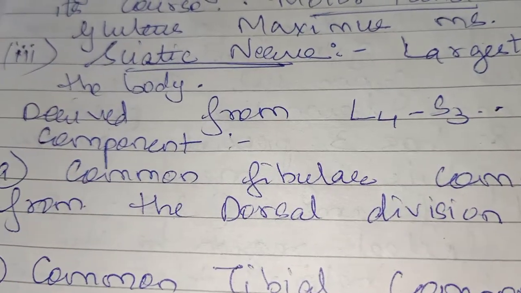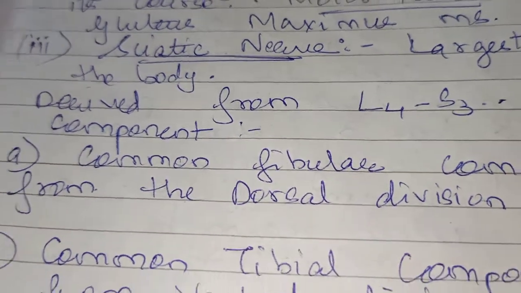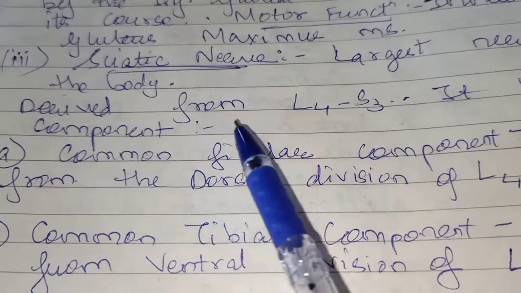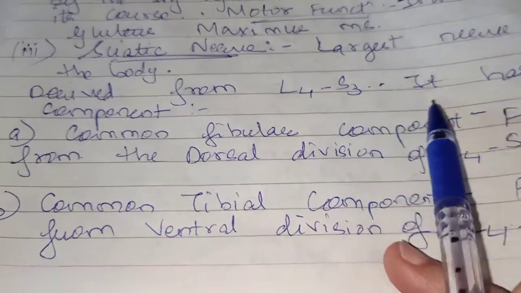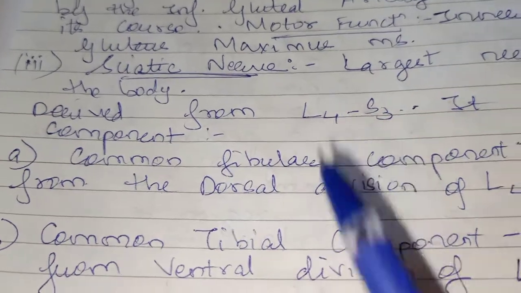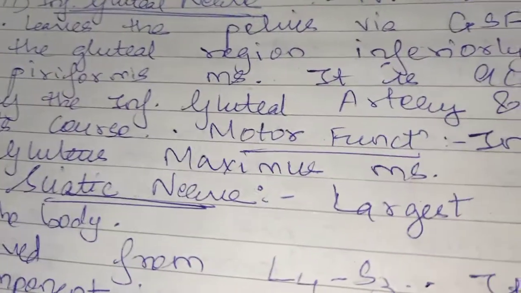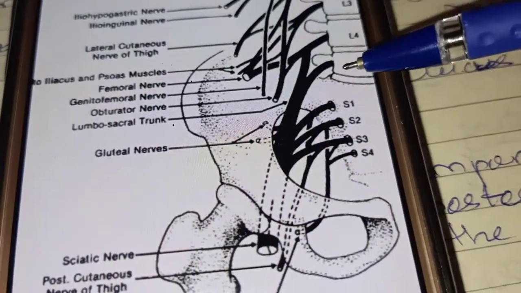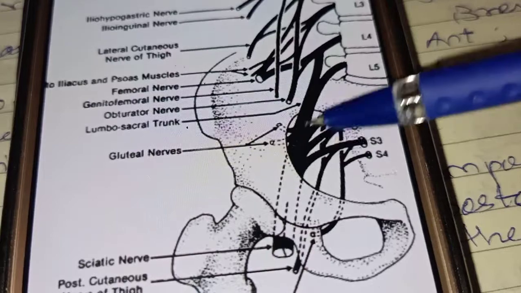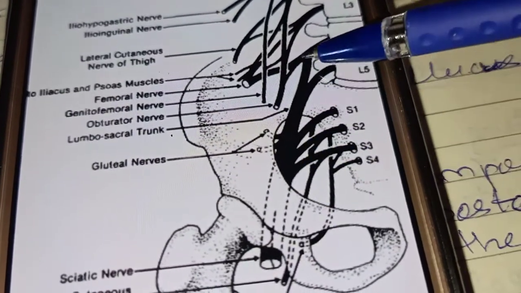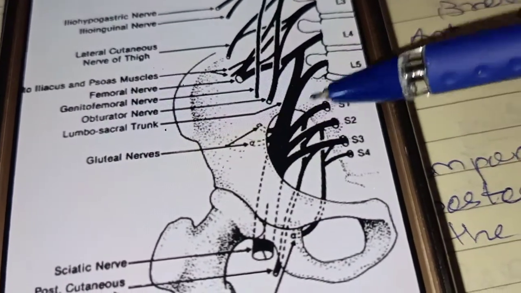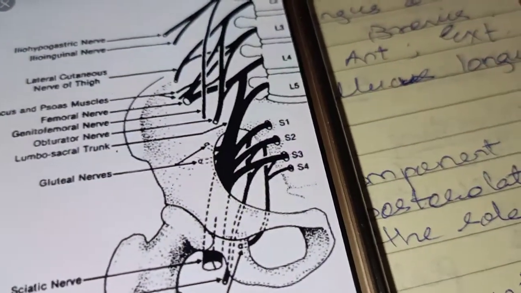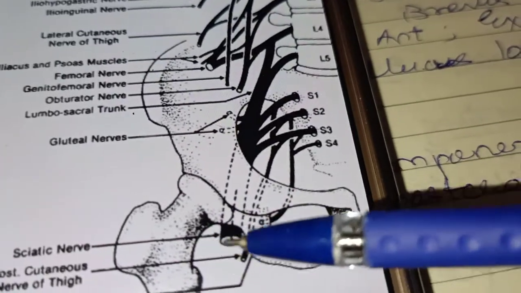Now I'll go to the next nerve. This is the sciatic nerve. It is the largest nerve of the body. It is derived from L4 to S3. So from L4 to S3 is your sciatic nerve. You can see L4, L5, S1, S2 and S3. So this is your sciatic nerve. You can see here, this is your sciatic nerve.